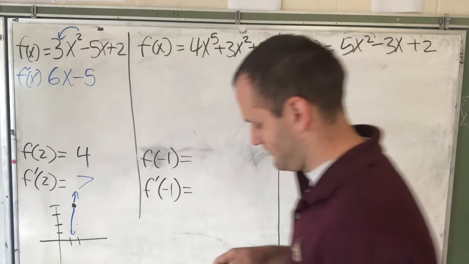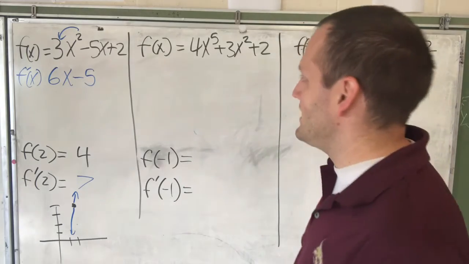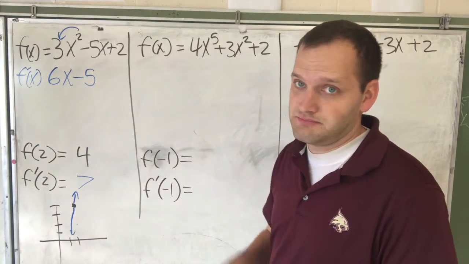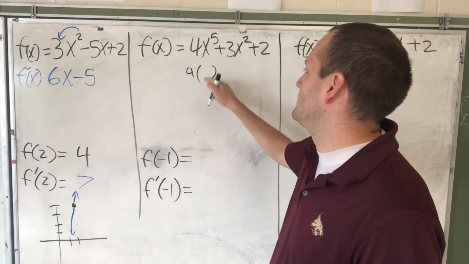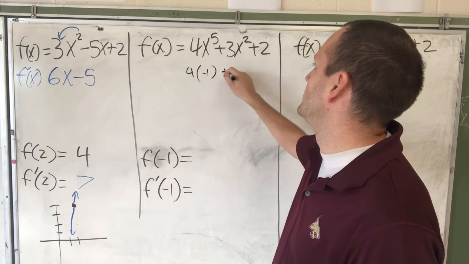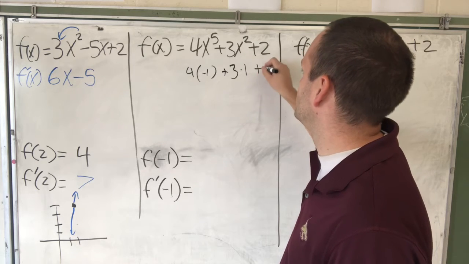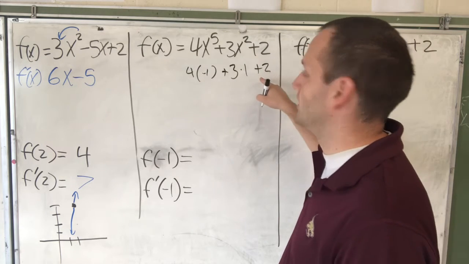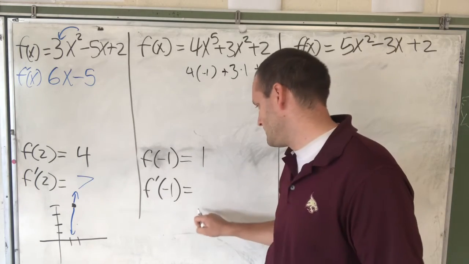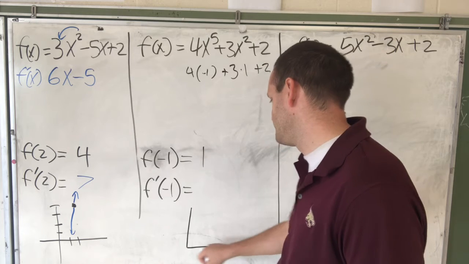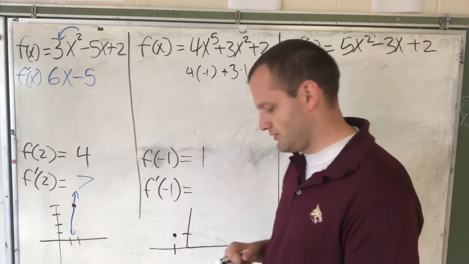Let's try the next one, okay? We've got another graph here. How high is it at -1? Well, the only way to do that is to plug it in. Here we're going to have 4 times -1 to the 5th power is just -1, plus 3 times -1 squared is just 1, plus 2. So -4 plus 5 is going to be 1. So if we're looking at a graph, when we are at -1, our graph is at 1, right there.